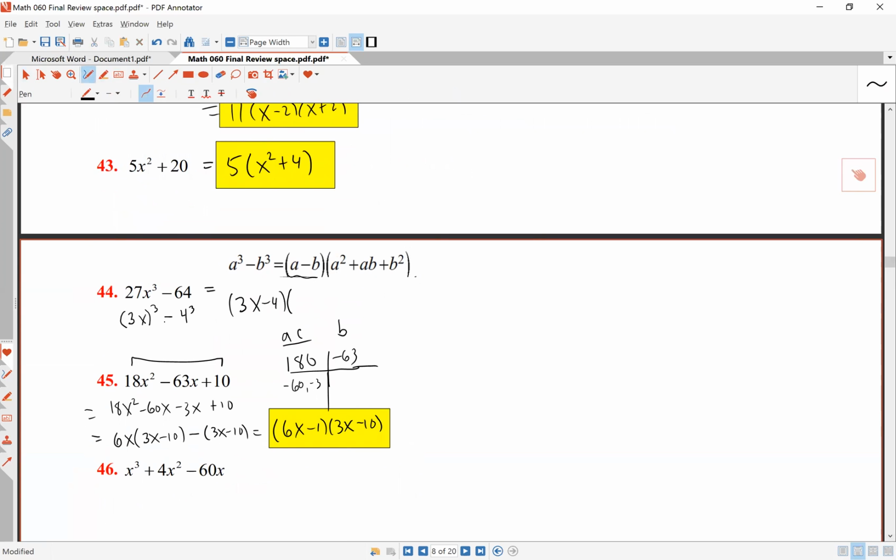And then it says to square the a, 3x squared, then take the product of a and b, which is 3x times 4, and then plus b squared, which is 4 squared. So then you just have to multiply these out. 3x squared is 9x squared. 3x times 4 is 12x, plus 16.